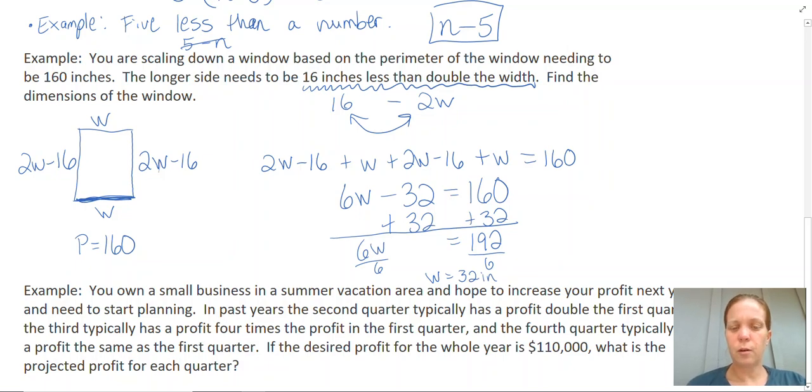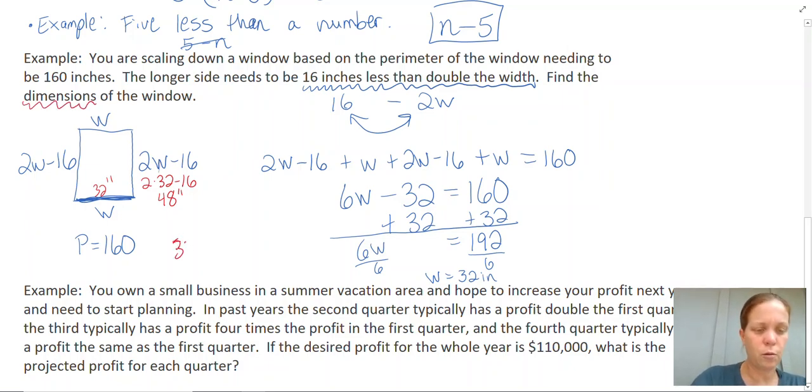Okay, now careful. We want to know the dimensions. So we have one side so far. We have 32 inches. So to get the length, the longer side, we'll be doing 2 times 32 minus 16, which I believe is 48. I'm going to double check in my calculator just to be safe. Yep, 48. So the dimensions, and sometimes we write it like this, 32 inches by 48 inches. That little 2 marks is for inches.